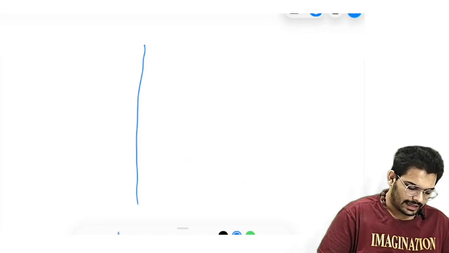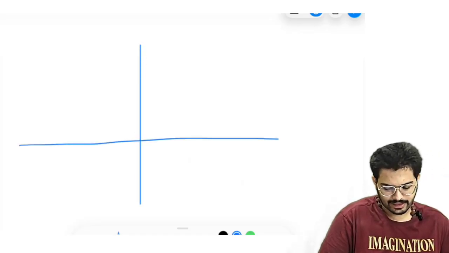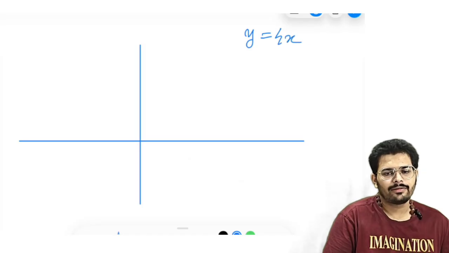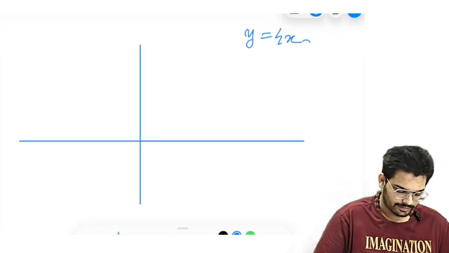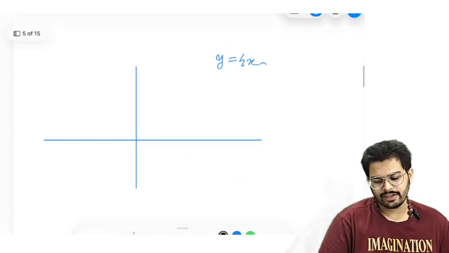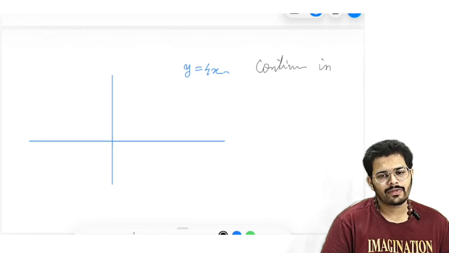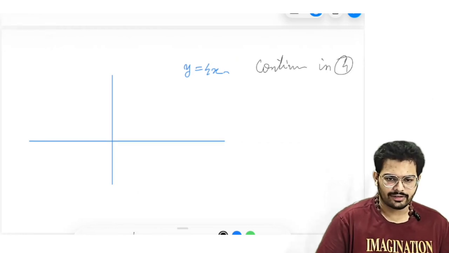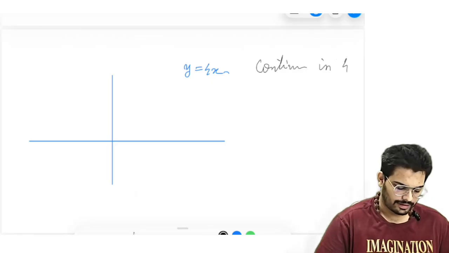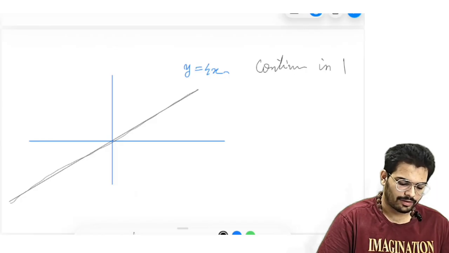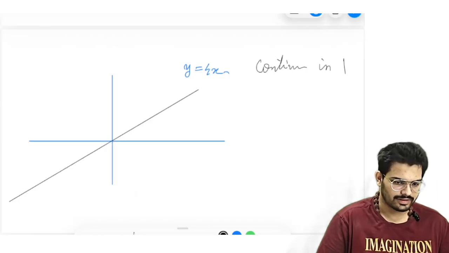Now I need to find the continuity of this function. I am taking y equal to 4x. Now I need to check whether this function is continuous at 4, or continuous at 1. We can take 1, that's better. This will give a straight line equation. You can plot it by plotting 2 points, but this is how the graph looks.